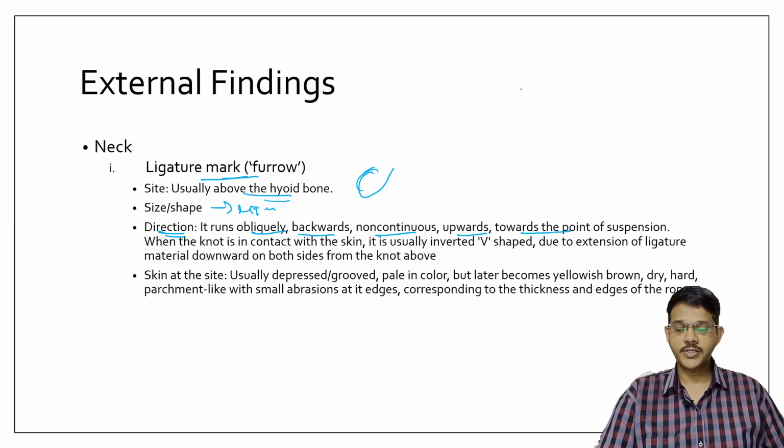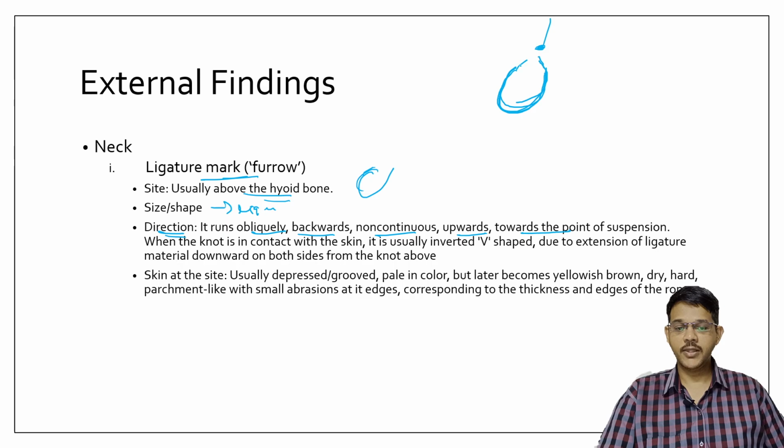It is always present obliquely. It is non-continuous in the sense that it doesn't completely encircle the neck. It is always non-continuous, upwards towards the point of suspension. At the point of suspension there is a knot. If you examine the ligature mark on the skin, it will always be non-continuous. At the part of the knot, the ligature mark will not be present.